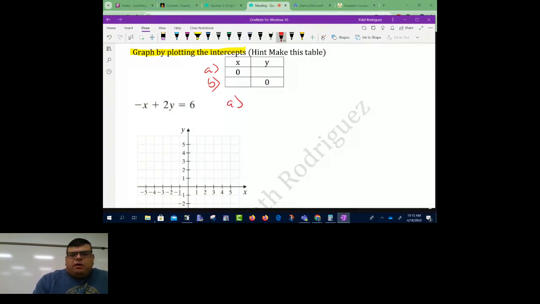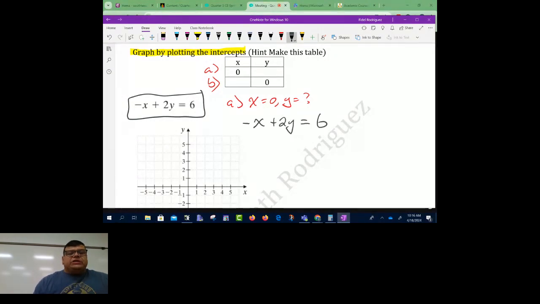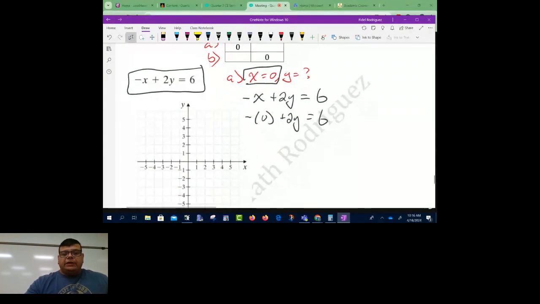So, y'all, look, in part A, they're telling me the x number is 0. We want to know, hey, what's the y number going to be? Okay, so, y'all, I'm going to take a look at this equation that I got right here. I'm going to write it as -x plus 2y equals 6, okay? Where the letter x used to be, I'm going to write the number 0. Okay? And I'm going to solve for y. All right, let's take a look.